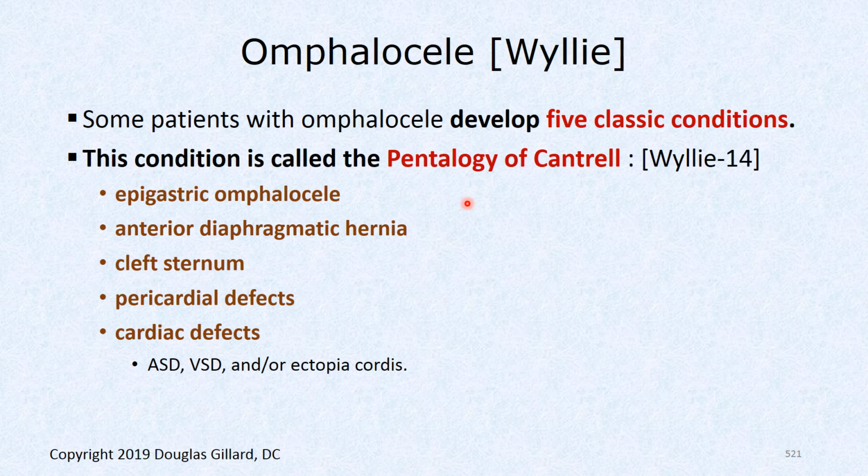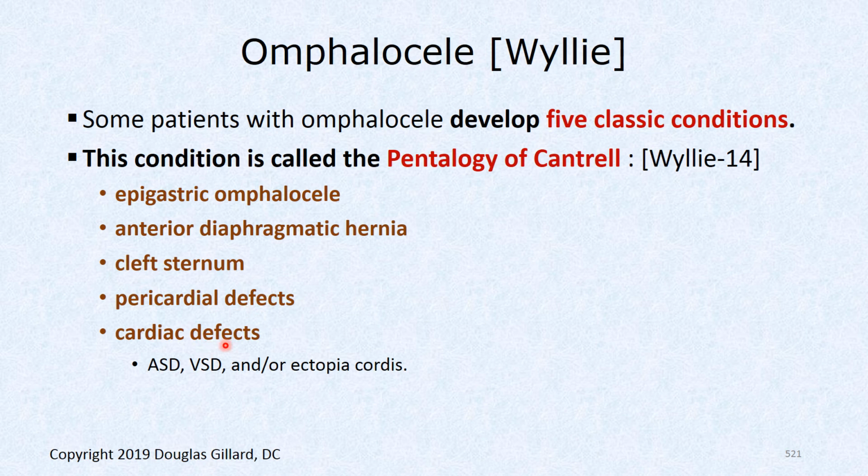Now we've got to talk about the pentalogy, which means 5. Penta means 5. Pentalogy of Cantrell. The omphalocele is a member of that pentalogy. So children who have omphalocele, or gastroschisis for that matter, are prone to have these other common conditions. So an anterior diaphragmatic hernia, which can be no good. We'll talk about that in GI/GU. They can have a cleft sternum. They can have pericardial defects like an ASD, or defects with the sac that covers the heart.